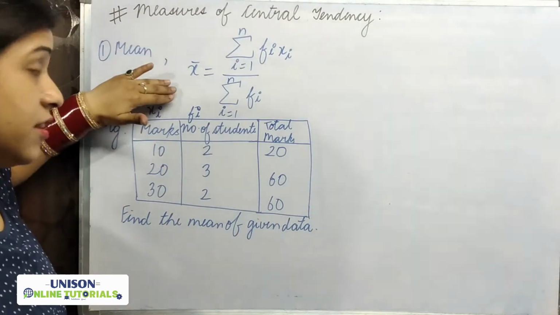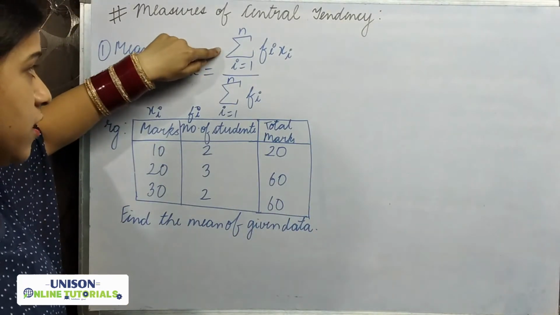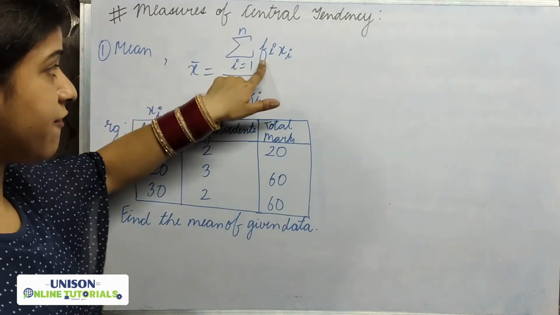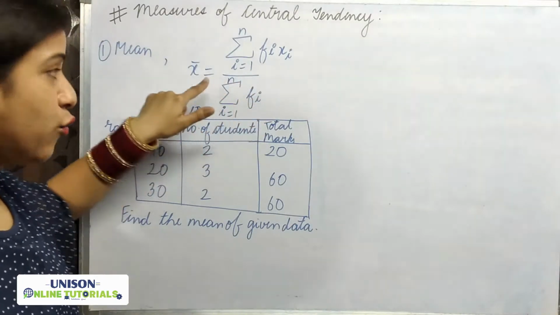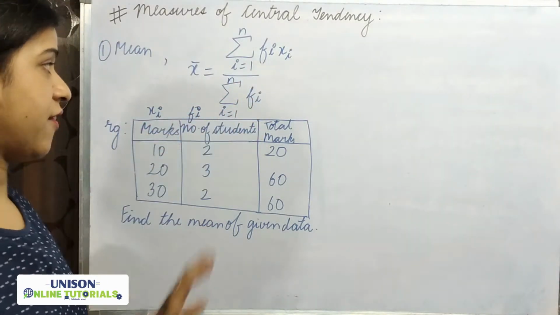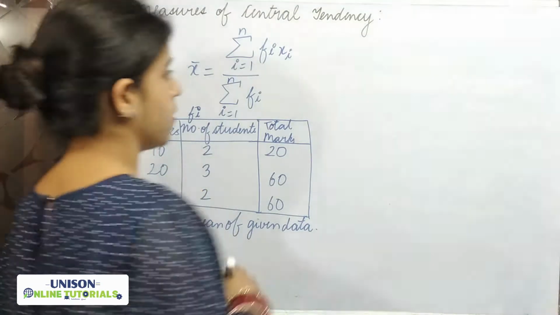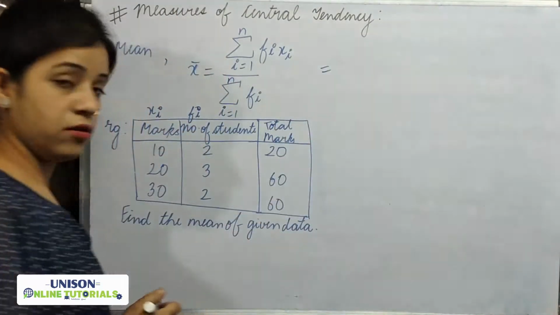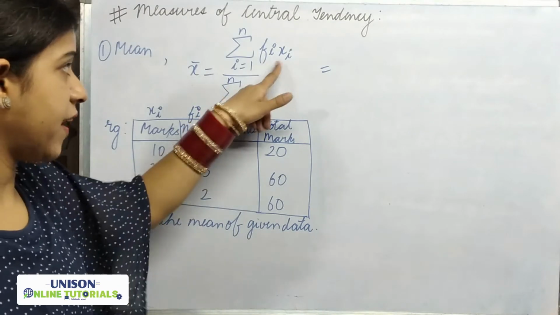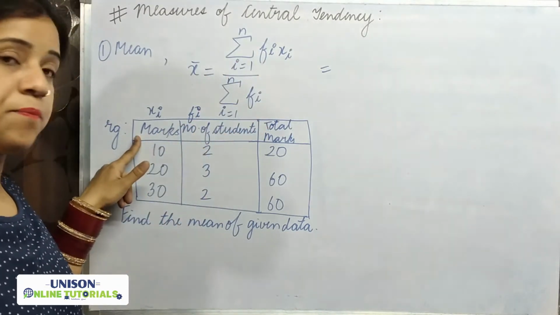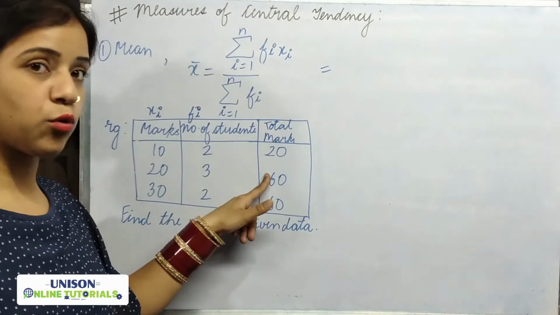Now this is a different case. In this we have to find the summation of fi xi and divide it by the summation of fi. So here this is fi, this is xi. Now we have already done this: we multiplied fi xi, number of students multiplied by marks, only then are we able to get total marks.